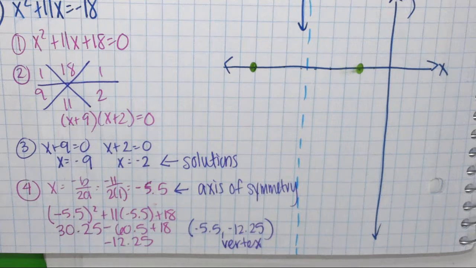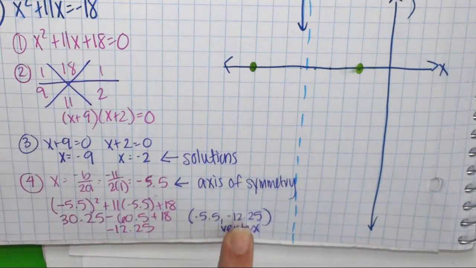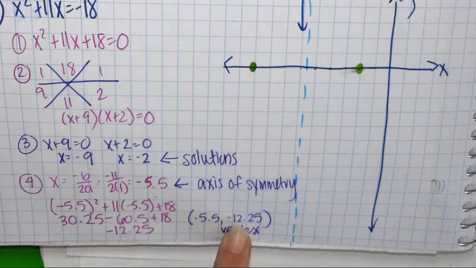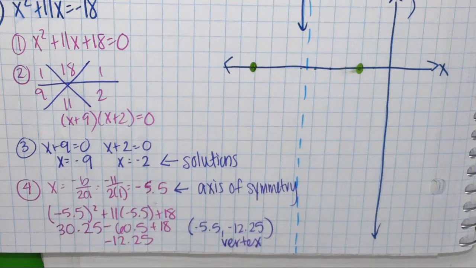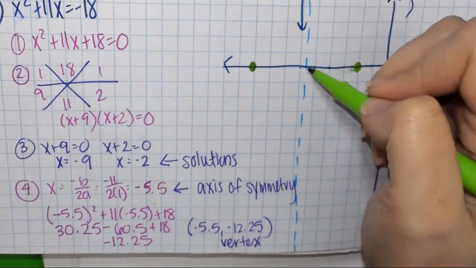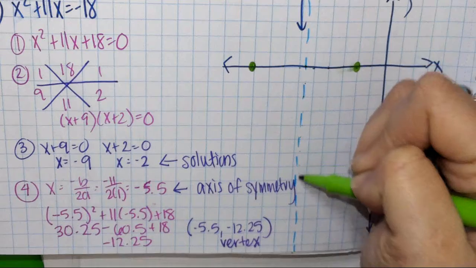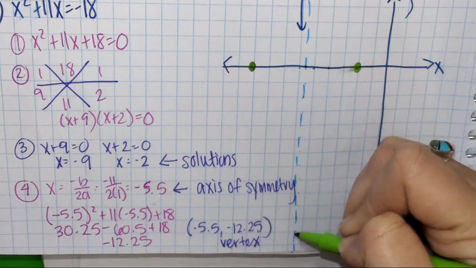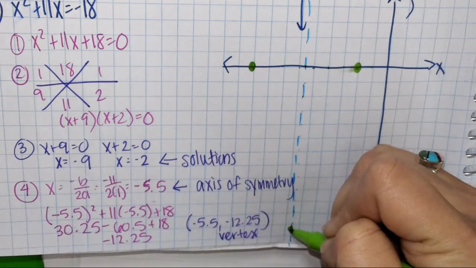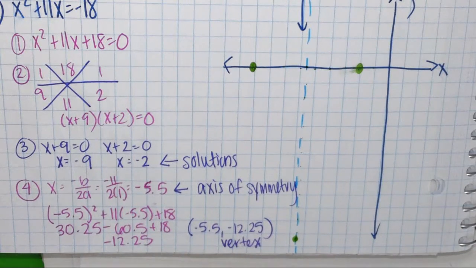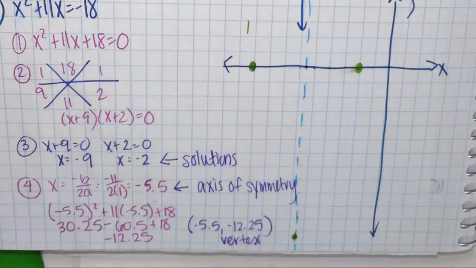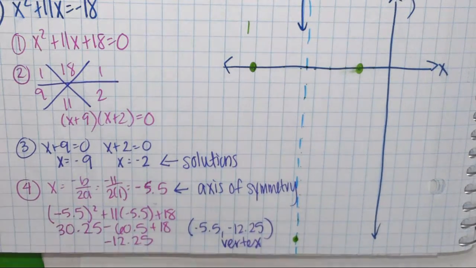And then what is the y value of our vertex? Negative 12.25. So I go left 5.5 and then down 1, 2, 3, 4, 5, 6, 7, 8, 9, 10, 11, 12, and then a little bit. Is it a U or a V? U.